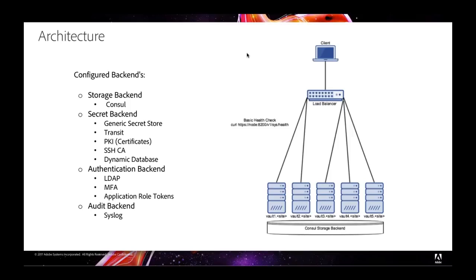As far as secret backends, it's very similar to what Nick went over. We have the generic secret store. We use that very heavily, just a secure place for people to stick secrets. Transit backend, kind of this cryptography as a service, or encryption, decryption. We love that backend, and teams are using that as a way to not change their application too much.